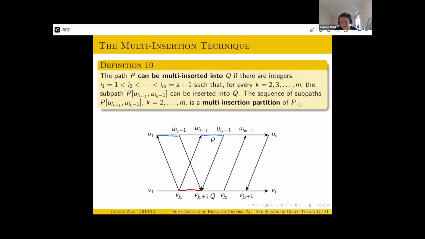Okay, I guess many of you have already figured that out. If this is the case, then why don't we just merge all the subpaths here into one and try to insert this whole path here into the arc here. So we will get our path like this. Thus, that tells us if P can be multi-inserted into Q, then we can find a path that visits all the vertices in P and Q.